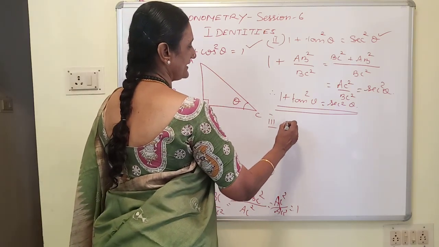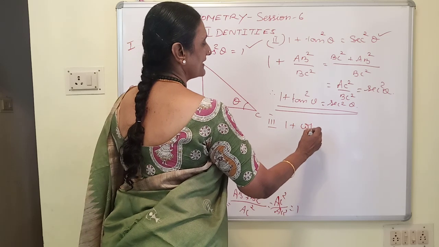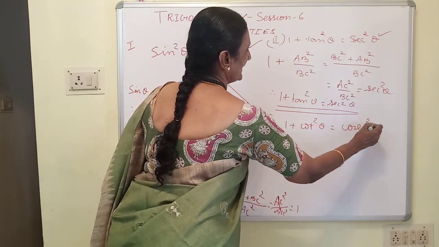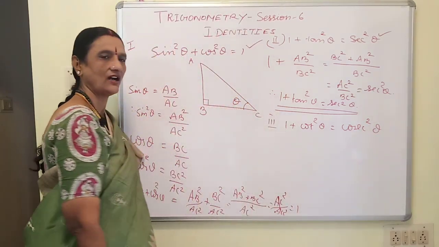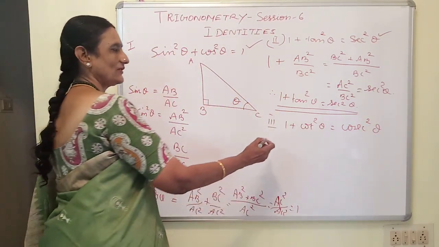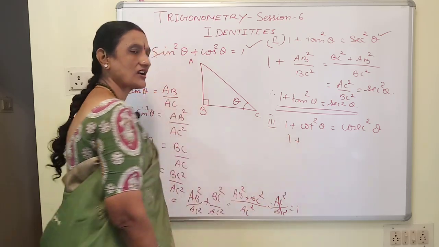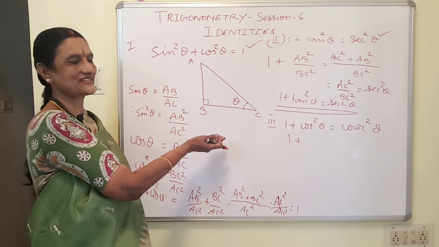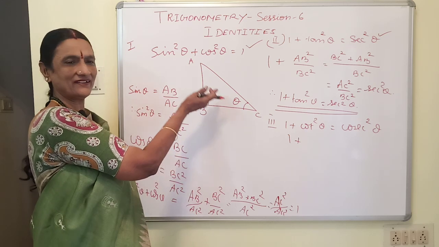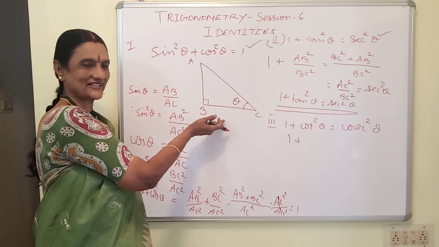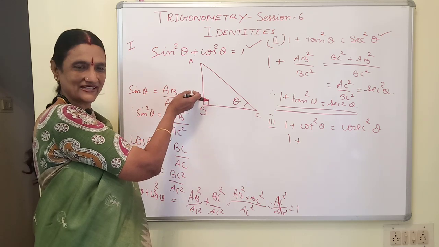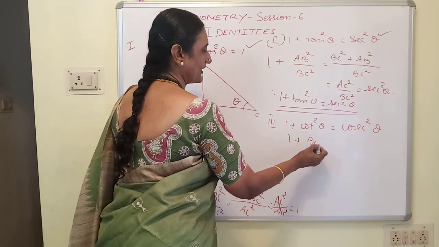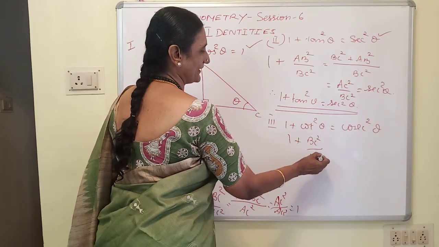The third identity is 1 plus cot square theta is equal to cosecant square theta. How do we prove it? So 1 plus cot square theta, from the same right triangle. What is cot theta? Adjacent divided by opposite. So adjacent is BC, opposite is AB. Therefore, when you square it, you will get BC square divided by AB square.